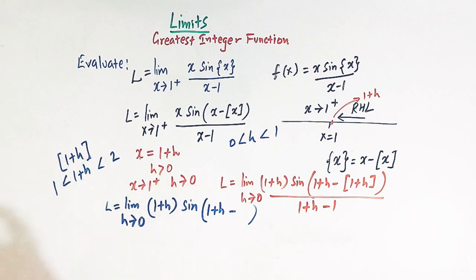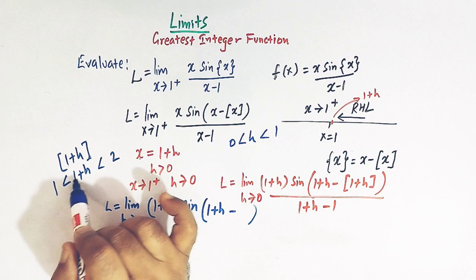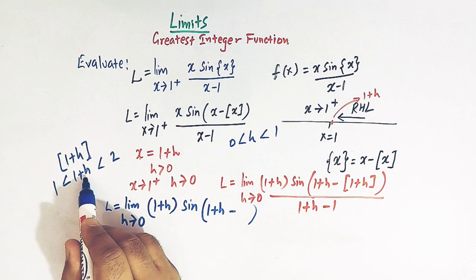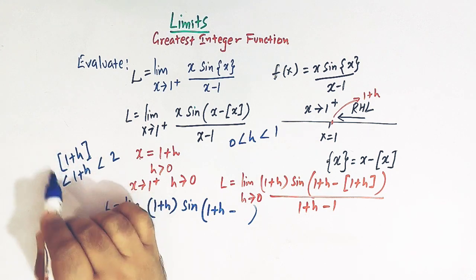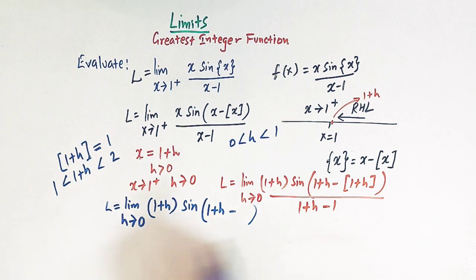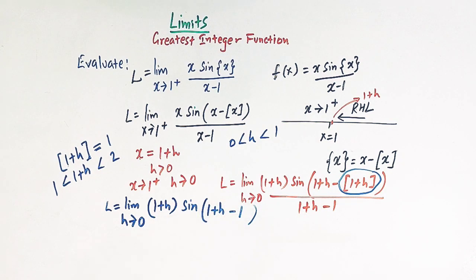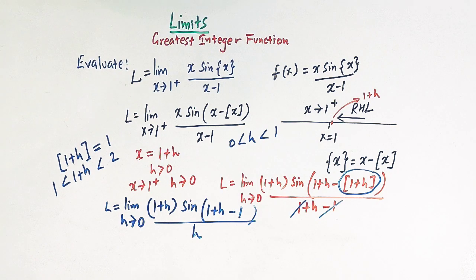We have to find the greatest integer of 1 plus h. Since h is a very small quantity, when h is added to 1, it increases the 1 by a very small amount. So 1 plus h is slightly greater than 1 but less than 2, so the greatest integer of 1 plus h should be equal to 1. Here we write 1, and in the denominator, this 1 and this 1 get cancelled, so we are left with h.